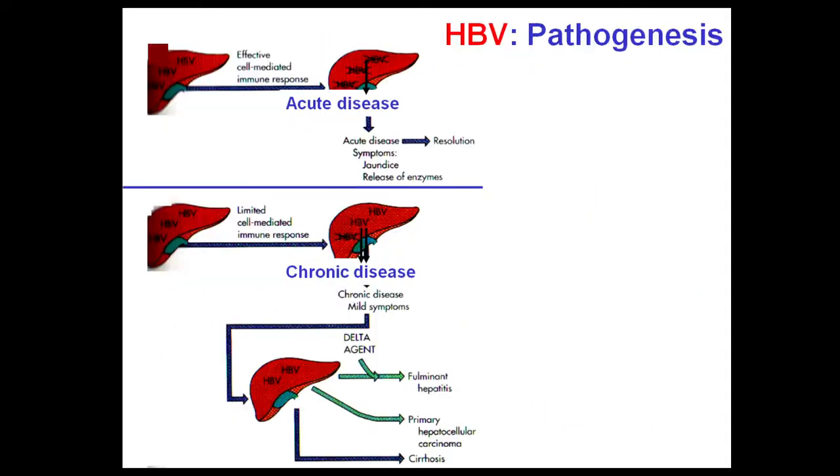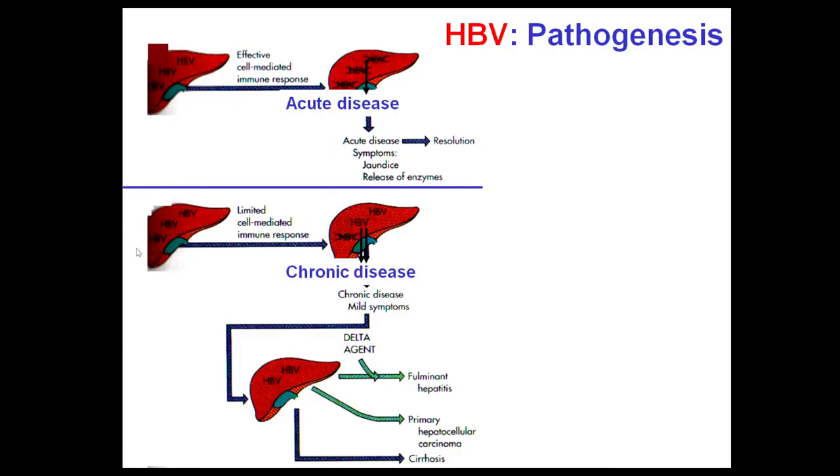You can see it here. If the infection is multiple and an effective cell-mediated immune response is developed, it causes liver damage and damage to the virus-infected cells, and the symptoms will be quite severe with jaundice and release of liver enzymes into the bloodstream, but most probably we have resolution of the infection.